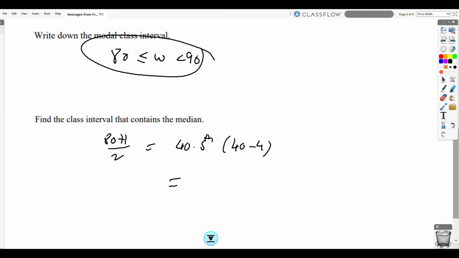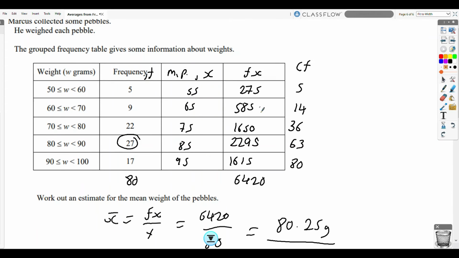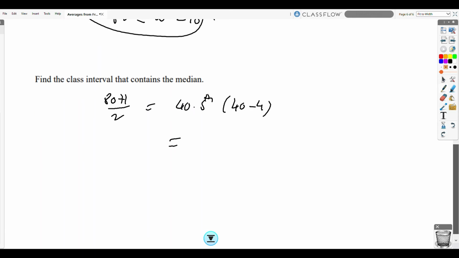Now from our table, we can see the third row has numbers from 15 to 36, but the fourth row has the numbers from 37 to 63, and that row is going to include both 40 and 41. So 80 to 90 is going to be the class containing our median. Just like with the modal class, it's 80 to 90, and that's our answer there.